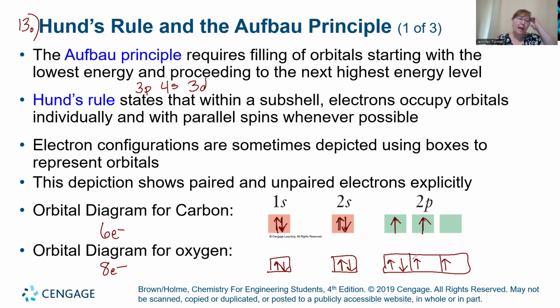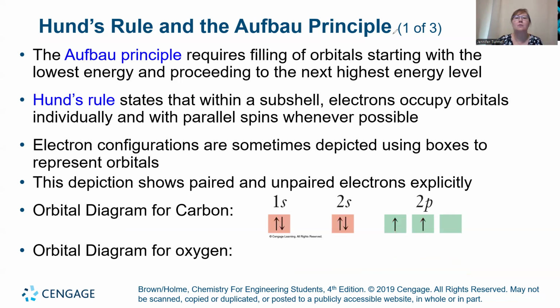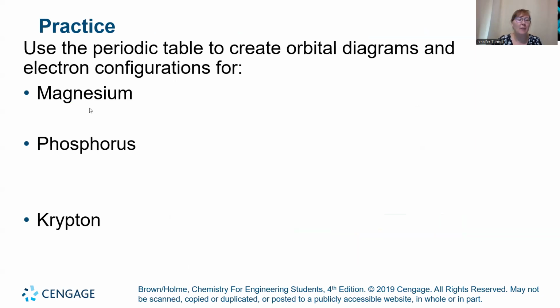Okay, so for the next slide, I want you to pick up your periodic table, and you're going to be looking at your periodic table while I am showing you how to do this. All right. So we have magnesium, phosphorus, and krypton, and this is asking us to make orbital diagrams and electron configurations. Okay, so this is slide 14.